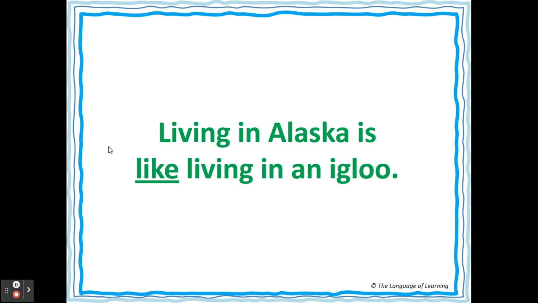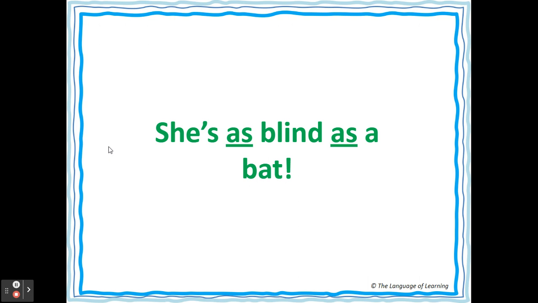All right, living in Alaska is like living in an igloo. So stop the video and go ahead and think, what does it mean when they say living in Alaska is like living in an igloo? She's as blind as a bat. Go ahead and do the same thing.